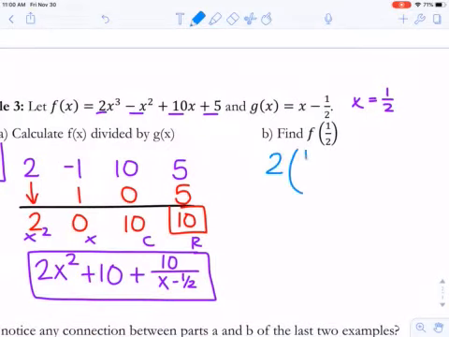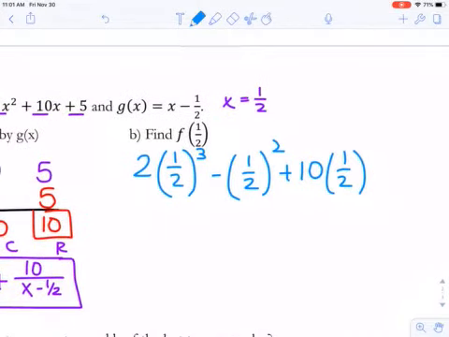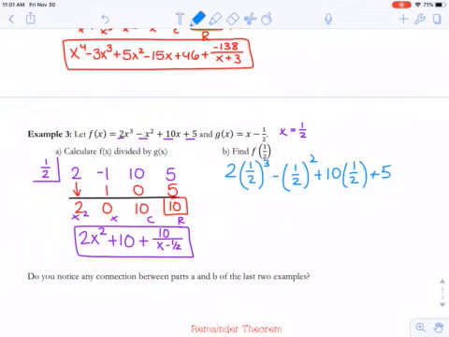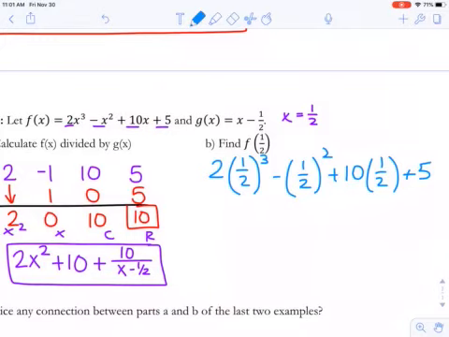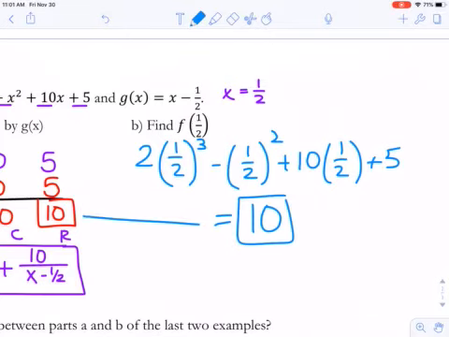So that's 2 times (1/2) cubed minus (1/2) squared plus 10 times 1/2 plus 5. Now, I don't know about you guys, but this took me like 20 seconds. Doing this, even if I get to use my calculator, which, by the way, you won't get to use, is going to take longer. So this is a new way to do f of whatever the number is. It's just plugging into synthetic division and chugging along. Whereas this, you'd have to actually cube the fraction, multiply it out, and guess what my answer is going to be? It's going to be 10.